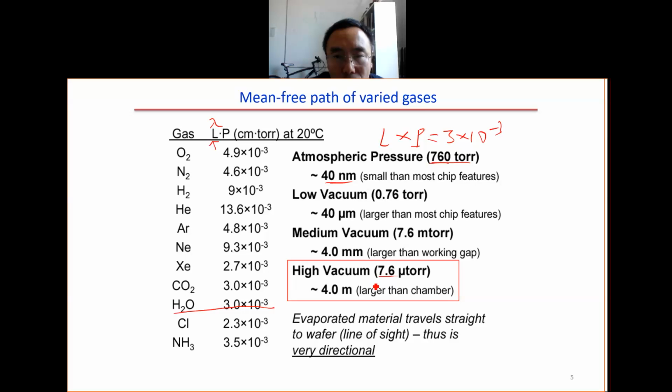7.6 microtorr gives 4 meters. So this is much larger than the size of the evaporation chamber. Typically for sputter deposition, we have an argon pressure of about 7.6 millitorr. Then the mean free path is a few millimeters. So then there will be collisions. So in sputter deposition, there will be collisions with the argon molecules.